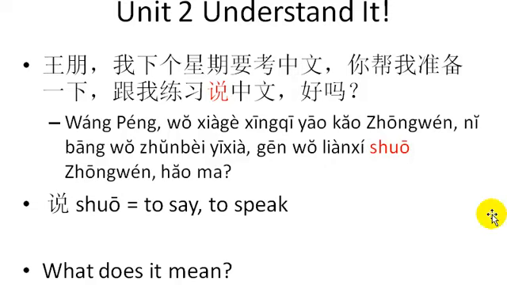Alright, next we have 说. 说 means to say or to speak. The remaining part of this you should have no problem with, 中文 and 好吗. So you should have enough now to piece together what this sentence is saying. 王鹏，我下个星期要考中文，你帮我准备一下，跟我练习说中文好吗?